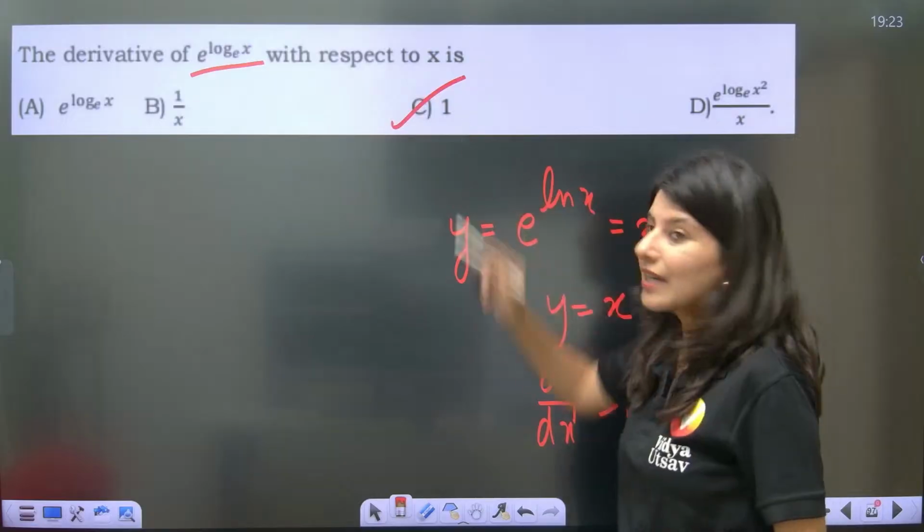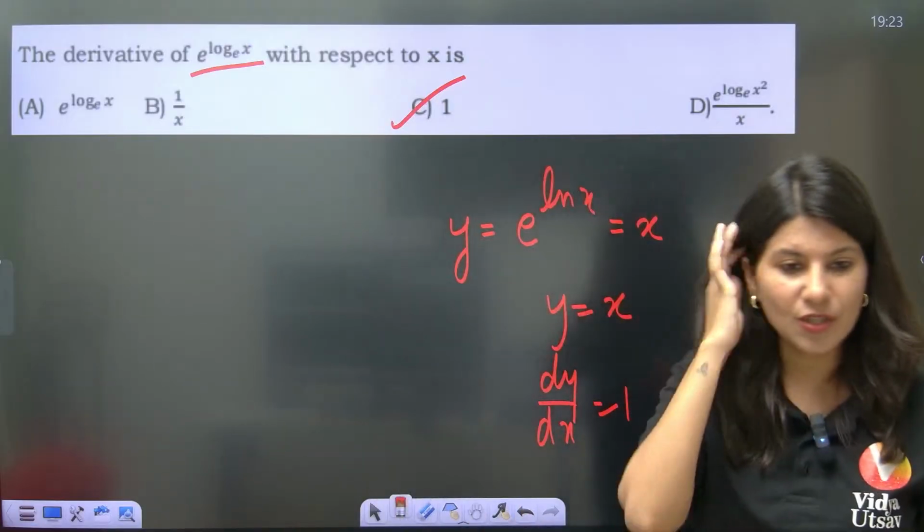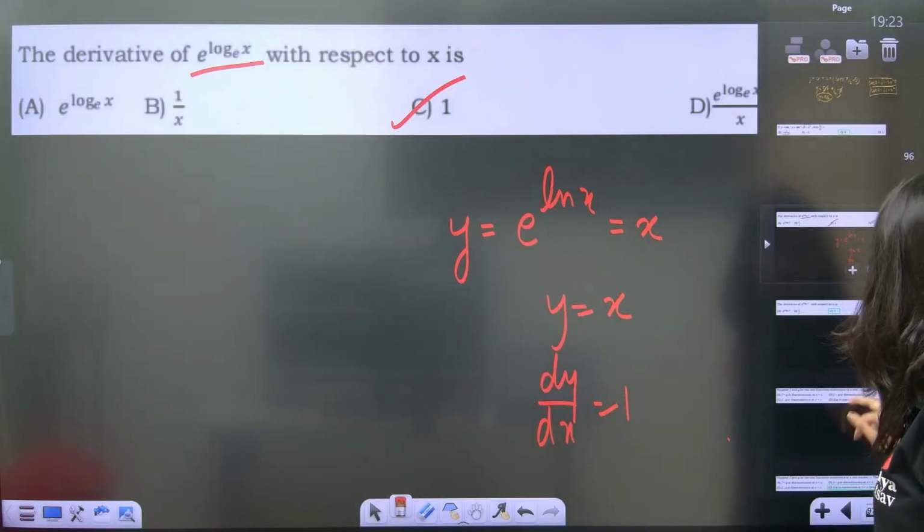You know what? Continuity and differentiability is a scoring chapter. What do you think? What's your opinion? You're solving MCQs with me. Is it a scoring chapter?